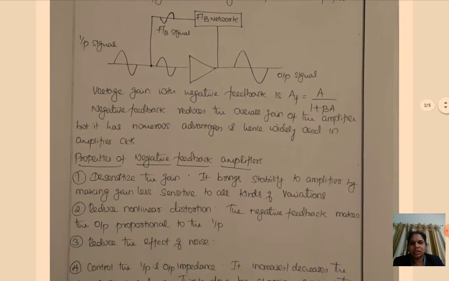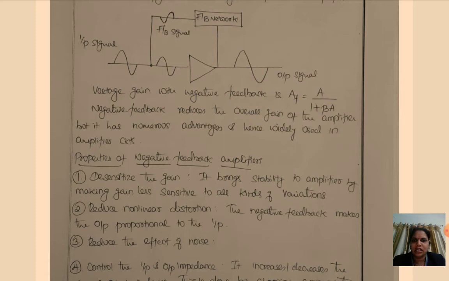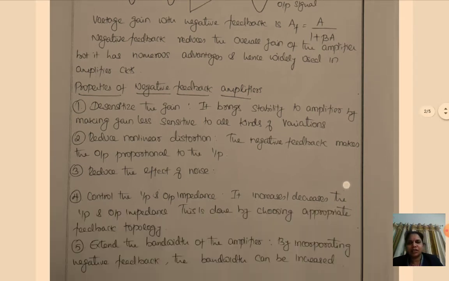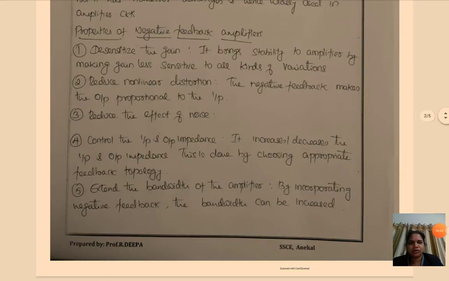So this is about the feedback amplifiers, positive and negative feedback amplifiers. So even though the gain is less in the case of negative feedback amplifier, it has various advantages. That is why we are making use of this negative feedback technique in the amplifier circuits. Let us see what are the properties of a negative feedback amplifier.